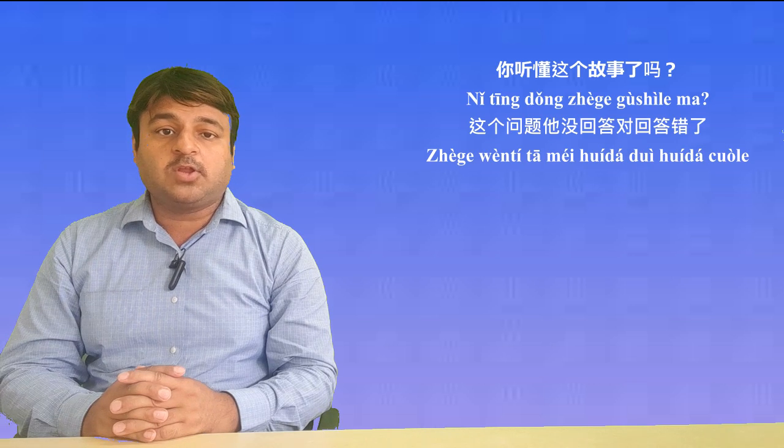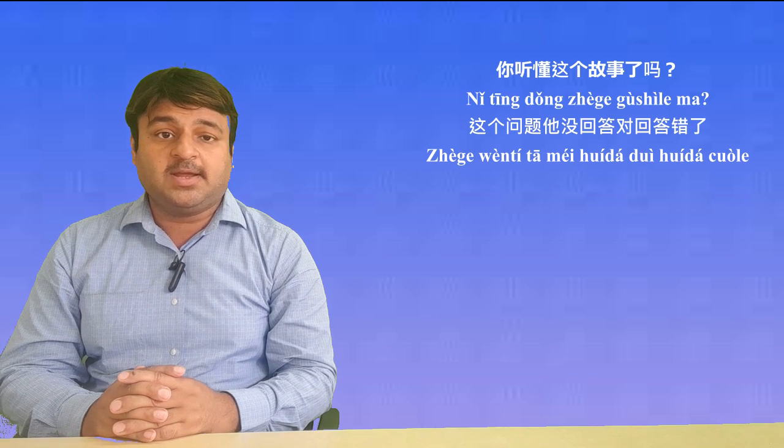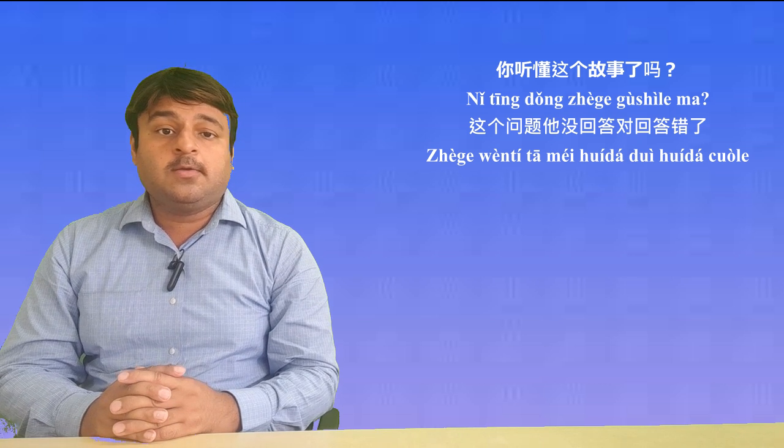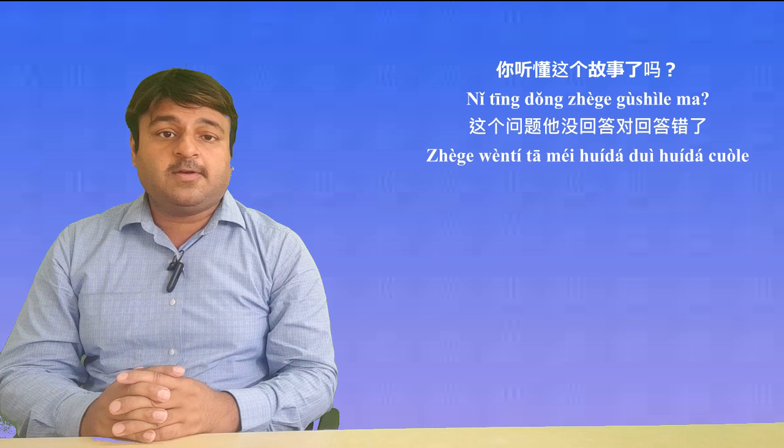Let's first have a look at the sentences in the box to understand the grammar or sentence pattern of resultative complements. 你听懂这个故事了吗？听懂, to listen and to understand. 听 is to listen, 懂 to understand. 故事, story. Were you able to listen and understand this story? Notice le is placed after the resultative complement if it is in the sentence.